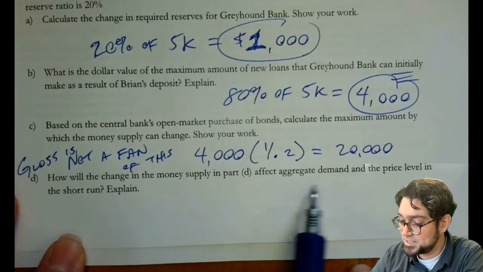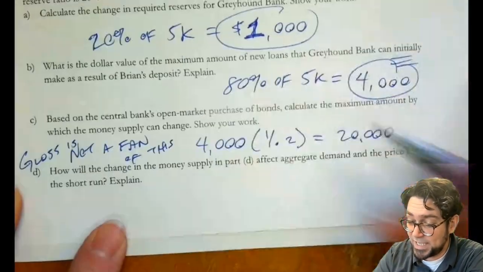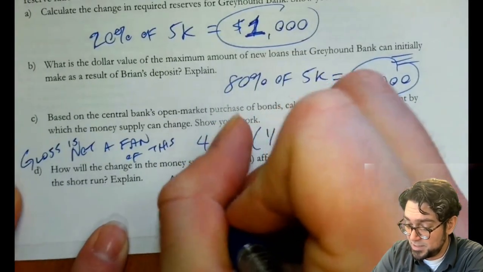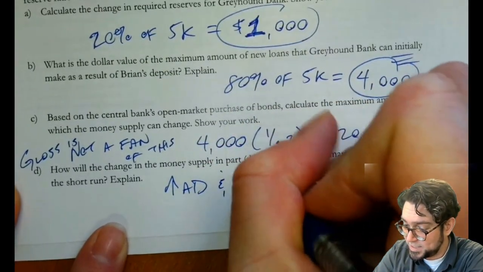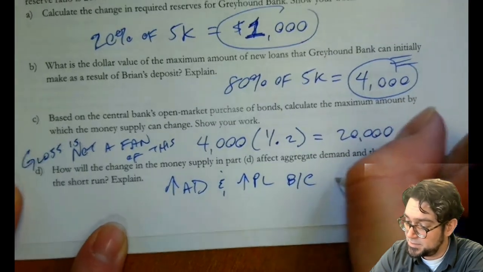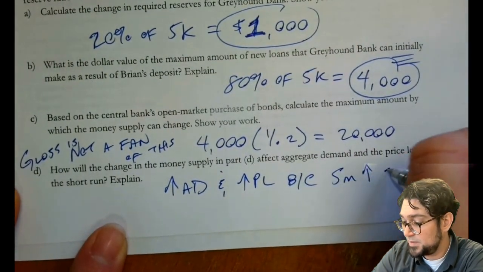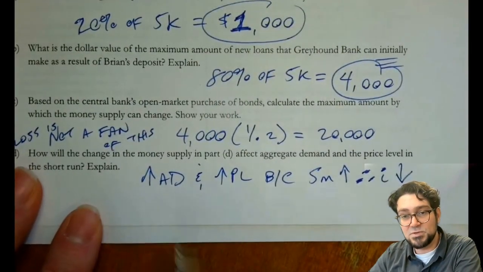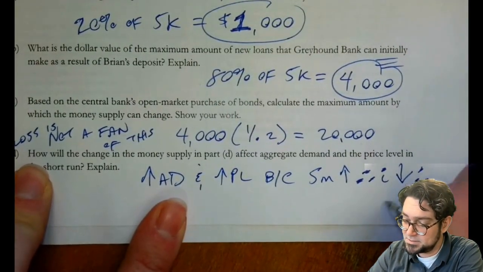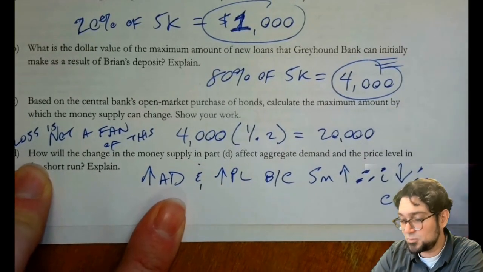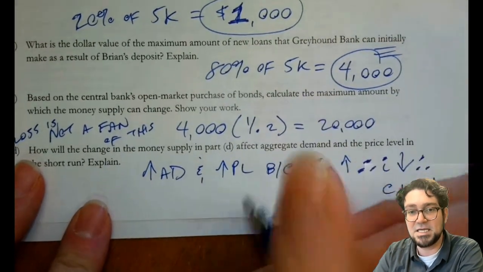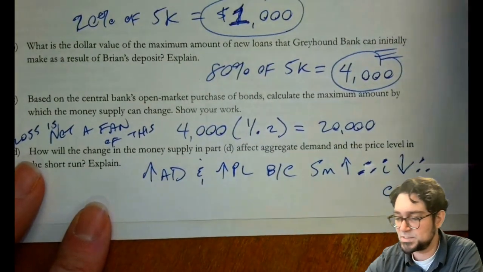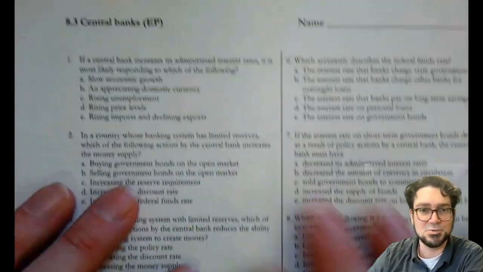How will the change in the money supply affect aggregate demand and the price level in the short run? Well, we can answer that it will increase aggregate demand and increase price levels because the supply of money went up and therefore interest rates went down. That's really what's causing it to rise: consumption and investment spending would be going up. So we would say more consumption, more investment, more aggregate demand, and higher price levels. Let's take a look at these multiple choice, see which ones of these I'm not a fan of.